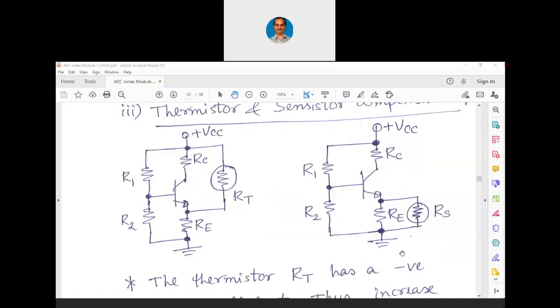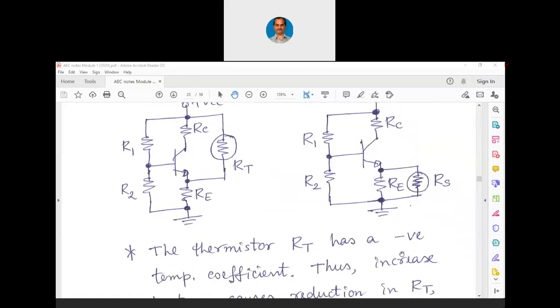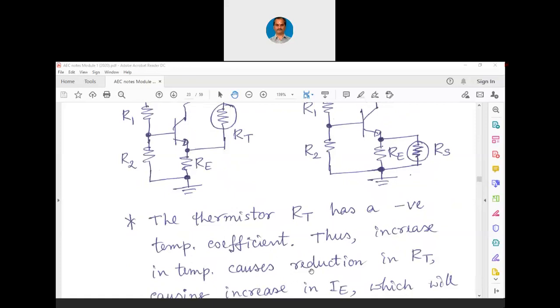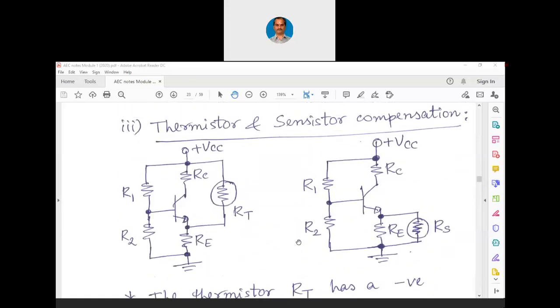Now, the thermistor has a negative temperature coefficient. Look at the circuitry. This thermistor RT has a negative temperature coefficient. So what happens here is increase in temperature causes reduction in the resistance, causing increase in IE. I'll come back to the circuit now. If this thermistor has a negative temperature coefficient, it means increase in temperature is going to reduce the resistance.